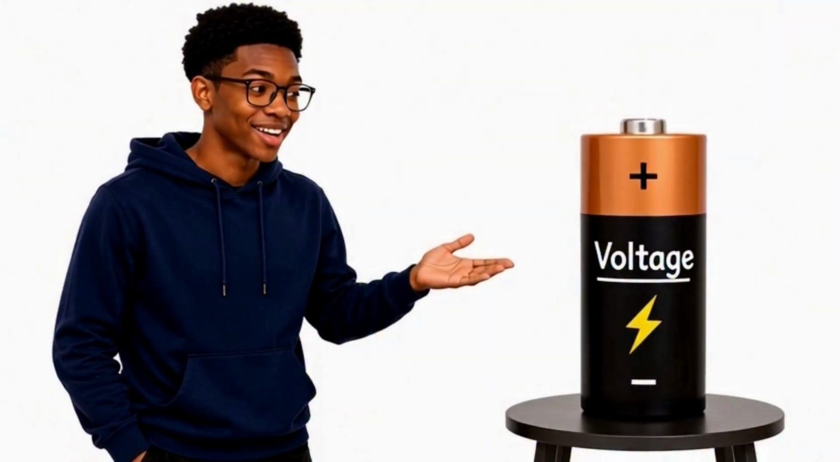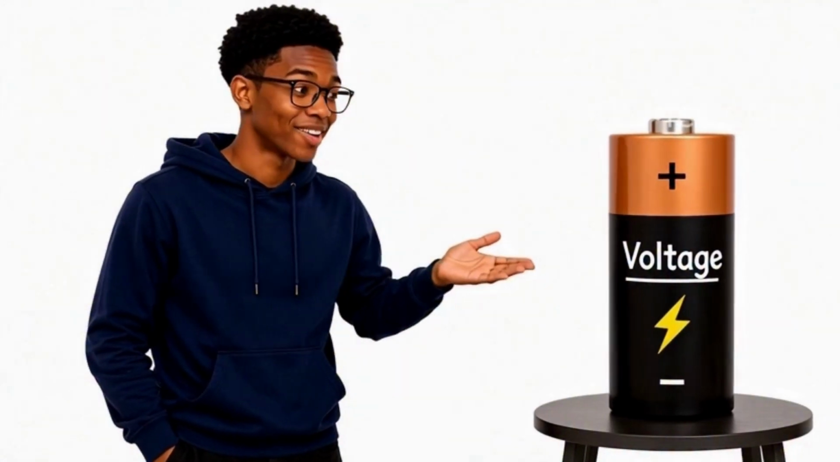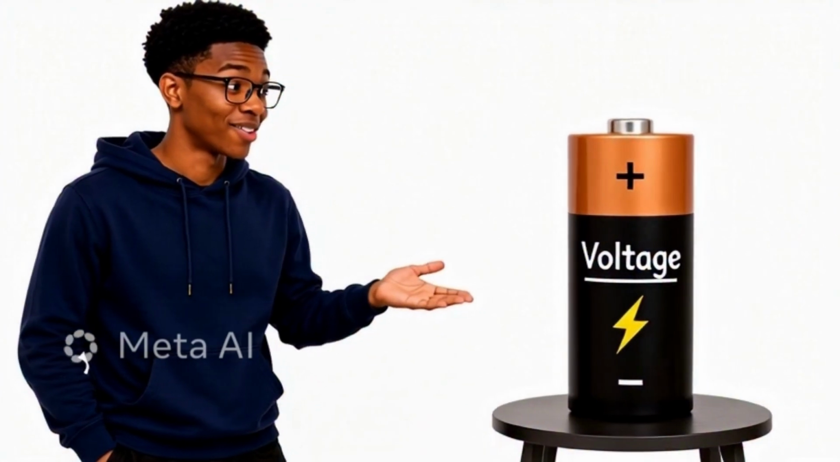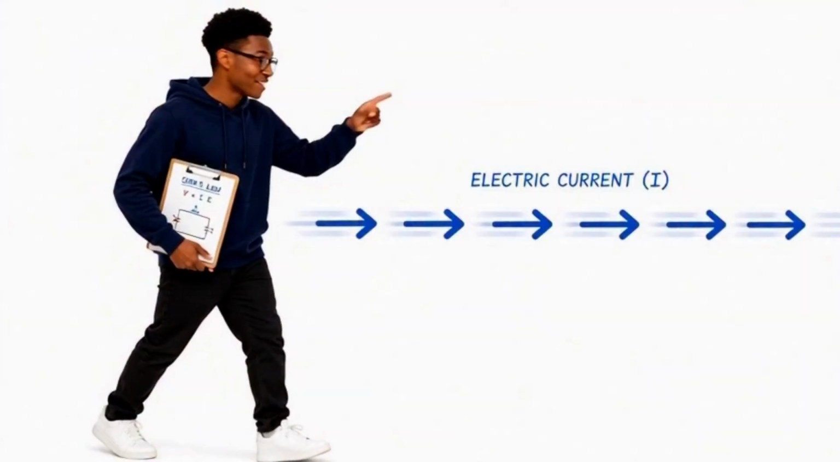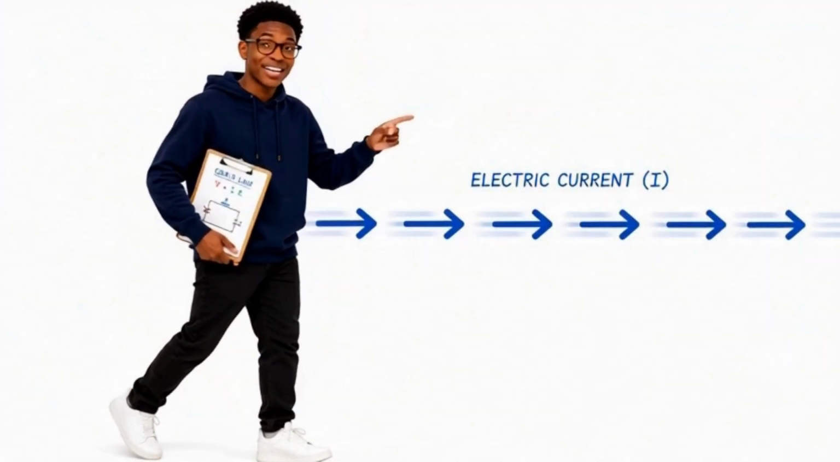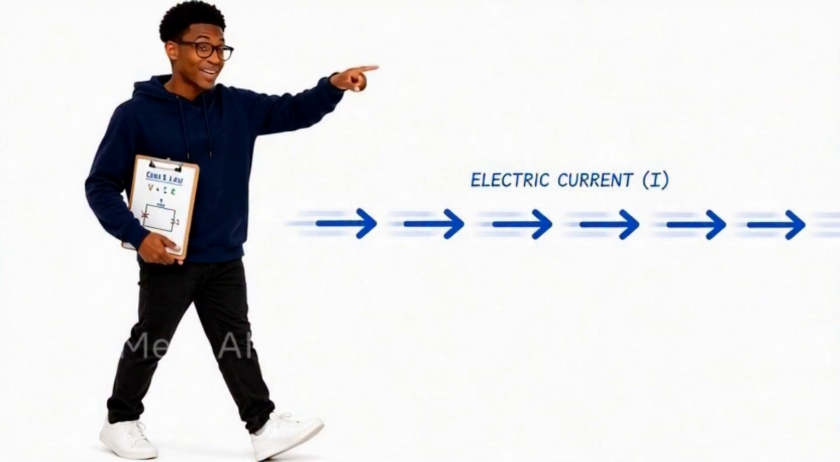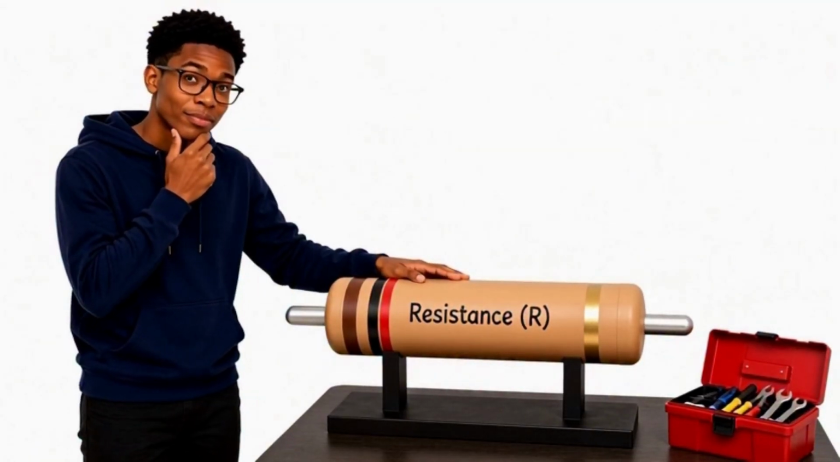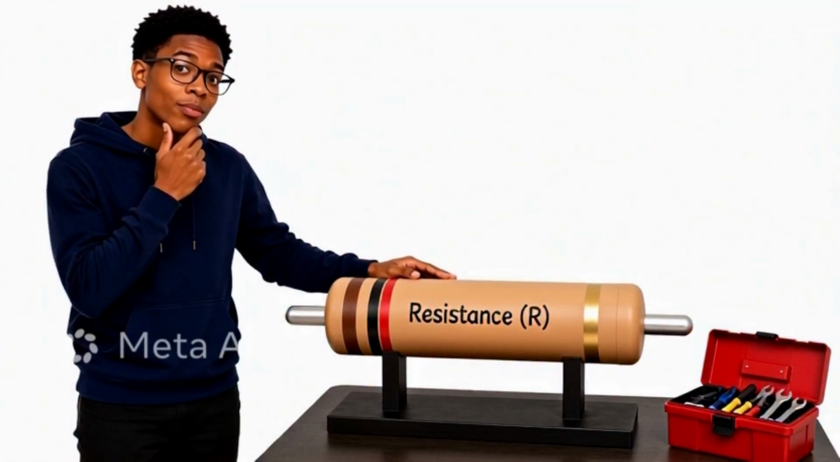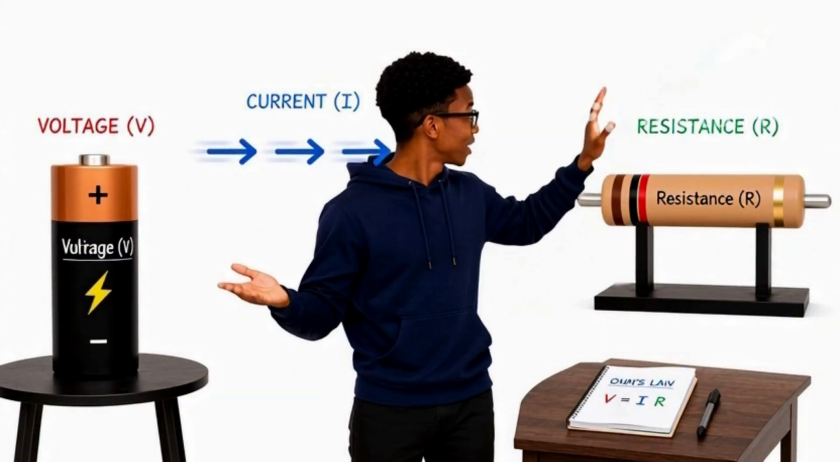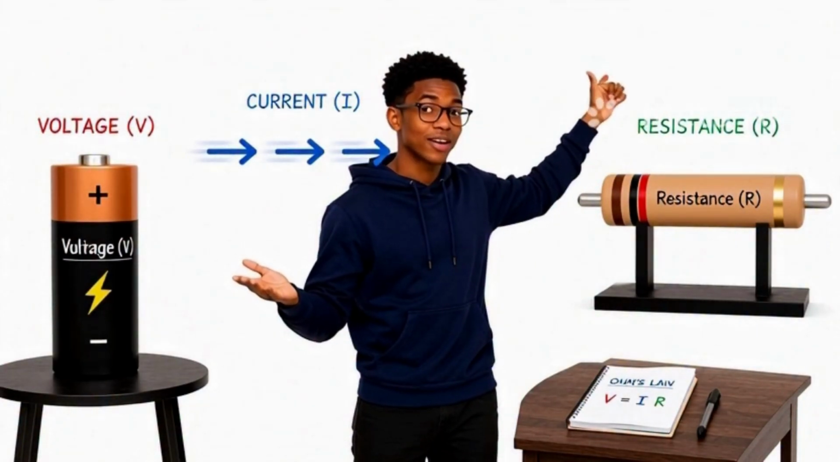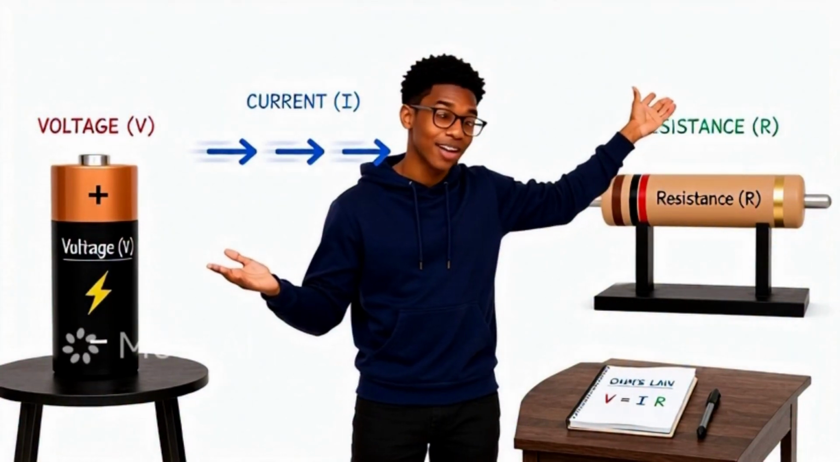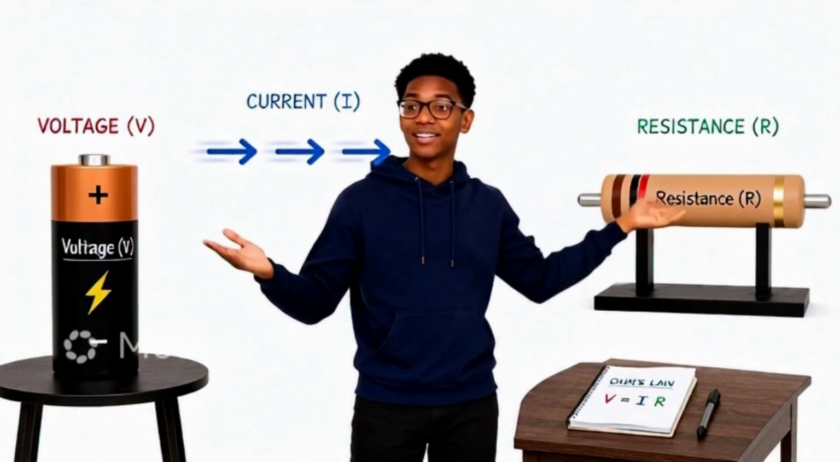First, let's talk about voltage. Voltage is the force that pushes electric charges through a circuit. Next is current. Current is the flow of electric charges moving through wires. Now let's look at resistance. Resistance slows down or opposes the flow of current. Voltage, current, and resistance all work together. Understanding their relationship is the key to understanding circuits.